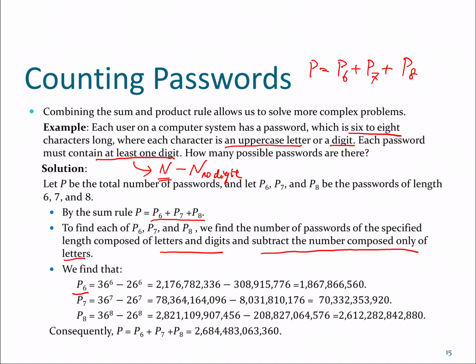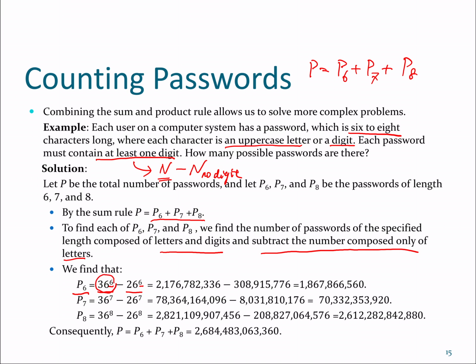For example, for P6, each position can be either an uppercase letter or a digit. So you can use the product rule first to get all the total possible passwords. Each position has 36 choices, and there are 6 characters, so that's 36 to the 6. And also minus the passwords that only have letters, uppercase letters, and this is 26 to the 6.